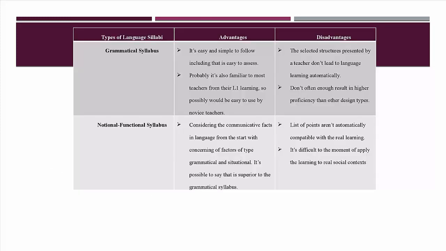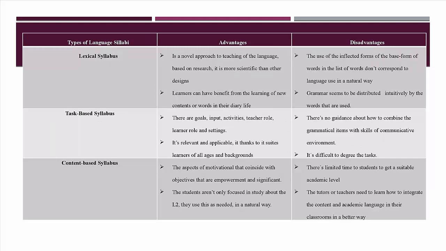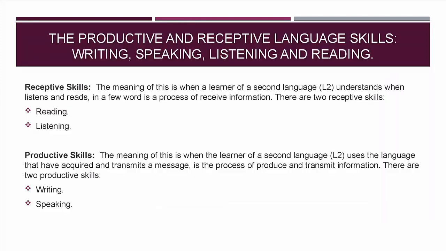As we can see in these next slides, every type of language syllabus has advantages and disadvantages. Every one of them, the five types, involves the productive and receptive language skills: writing, speaking, listening, and reading. The receptive skills are when the learner of a second language understands, listens and reads. In a few words, it's a process of receiving information. The two receptive skills are reading and listening.